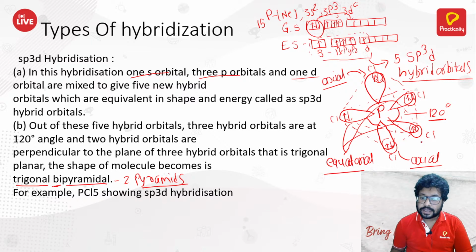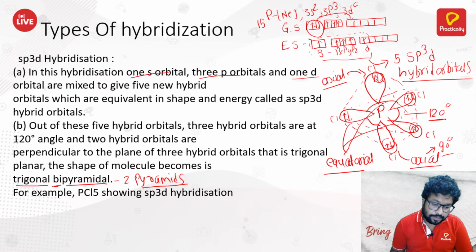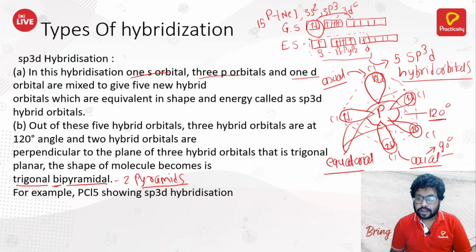So for the axial bonds, the bond angle is 90 degrees. You can see here, it is exactly perpendicular to P. So if it is exactly perpendicular to P, that means the bond angle is 90 degrees. And in the trigonal planar, it's 120 degrees. That's how PCl5 shows sp3d hybridization.